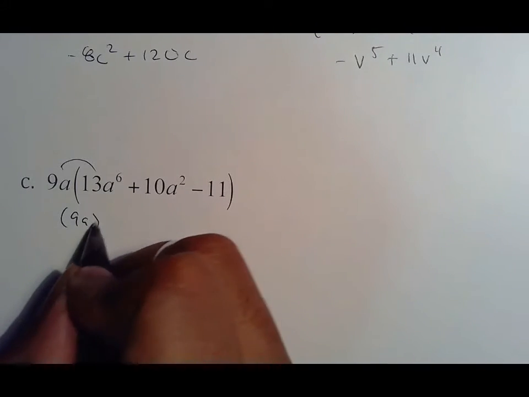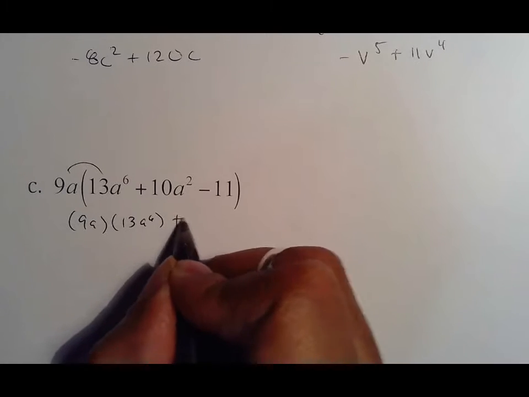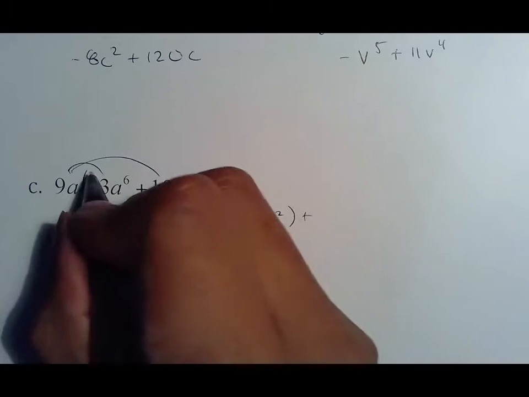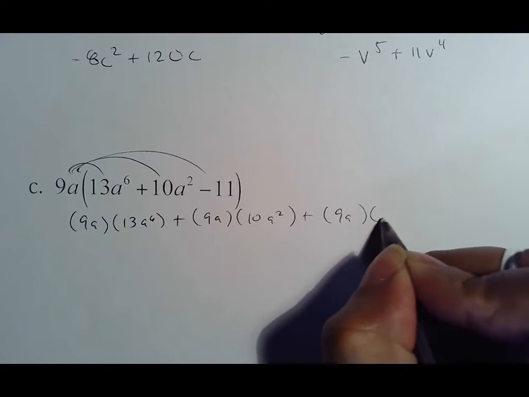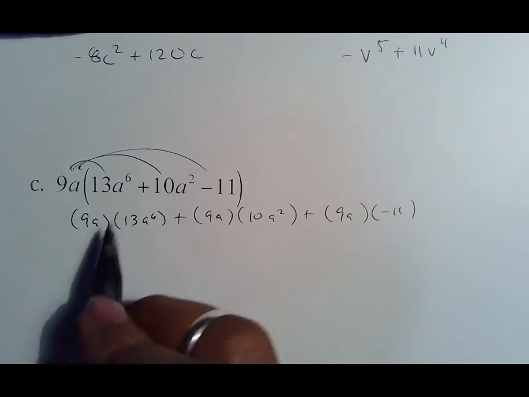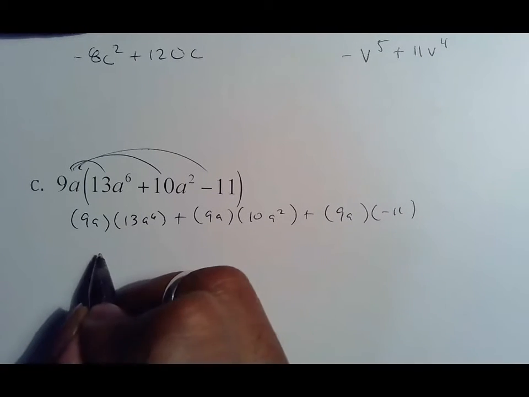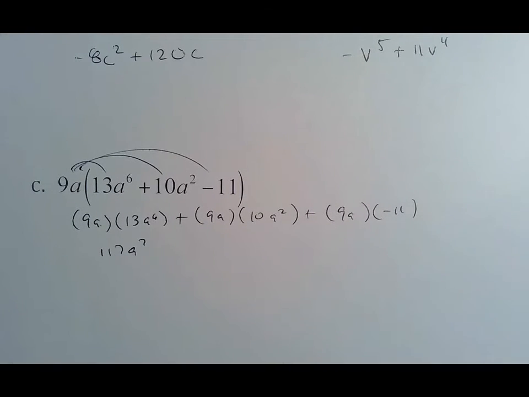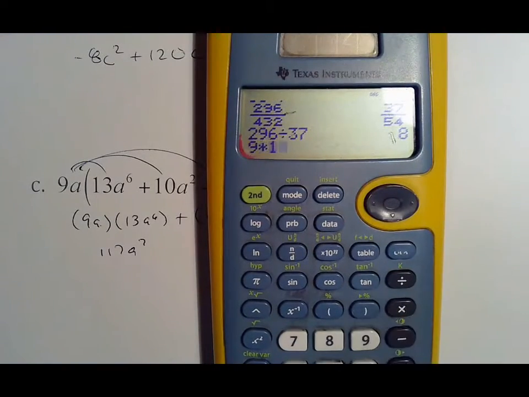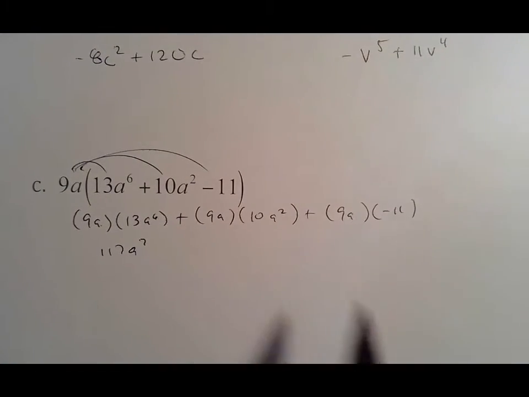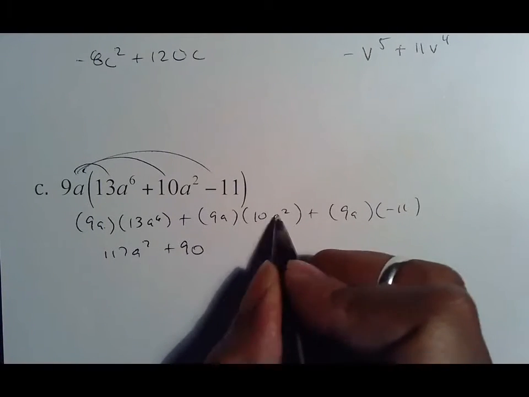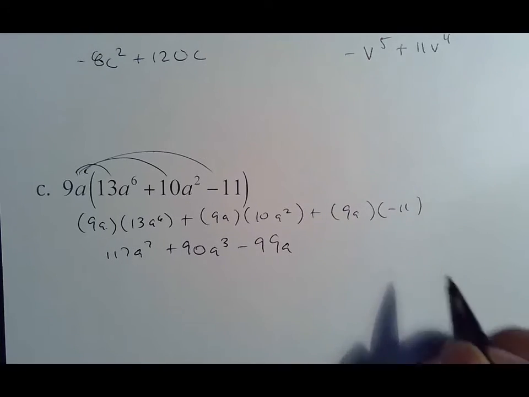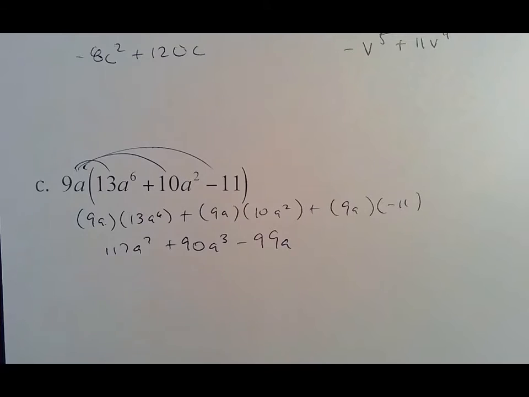Here, 9a meets 13a to the 6th, and 9a meets 10a squared, and 9a meets -11. 9 times 13 is 90 plus 27, which I believe is 117. A to the 7th, because there's 1a over here, 6a is over there. Let me verify that for myself. Yep. 9 times 10 is 90. A to the 3rd. 9 times 11 is 99. A. And that would be all you have to do. So we're not getting crazy yet.